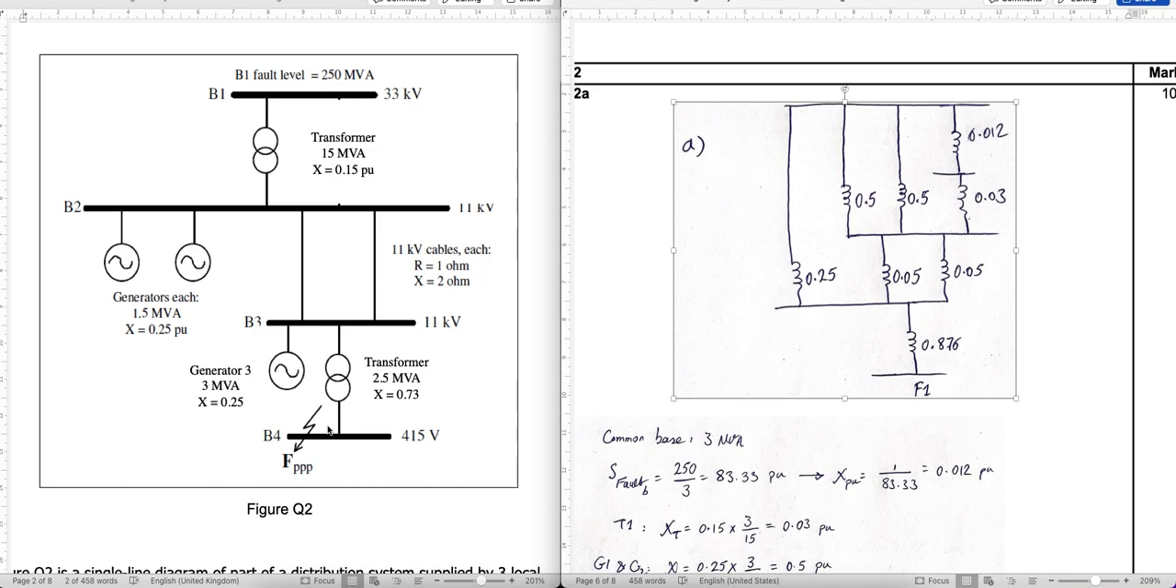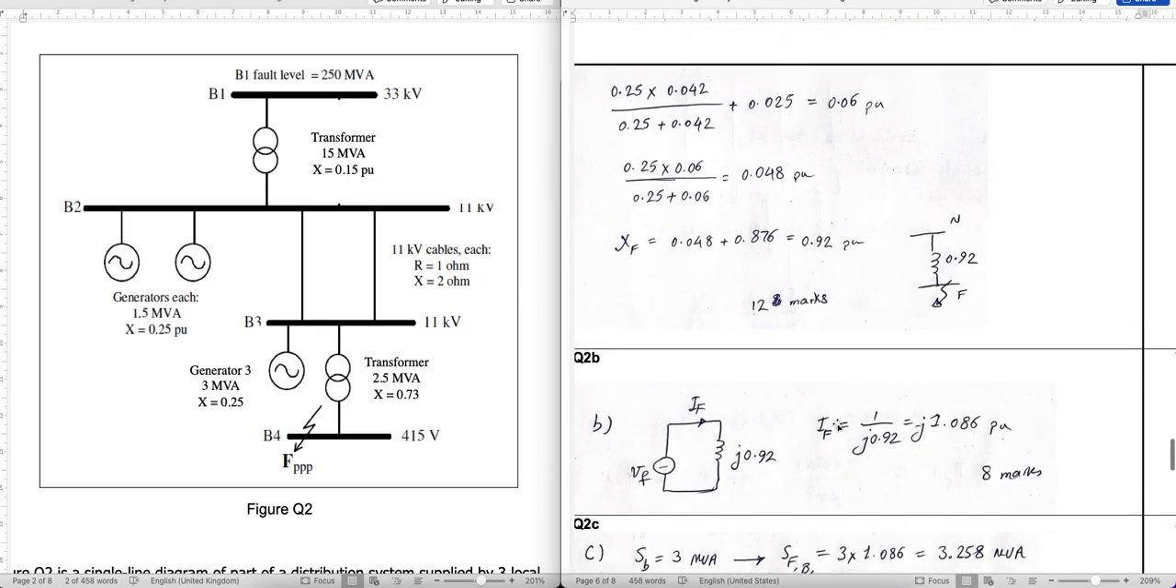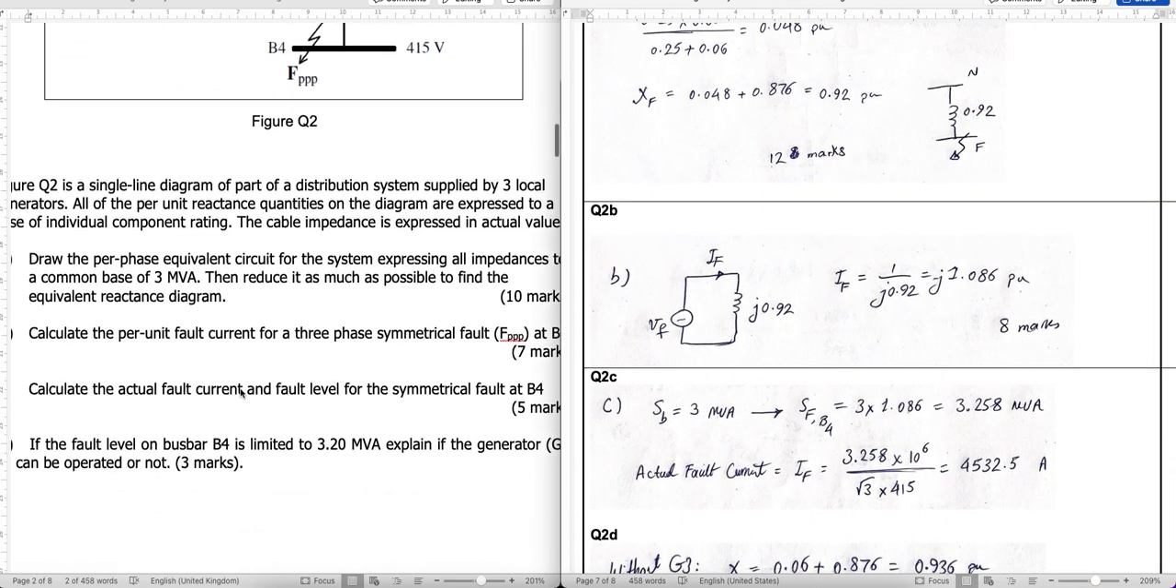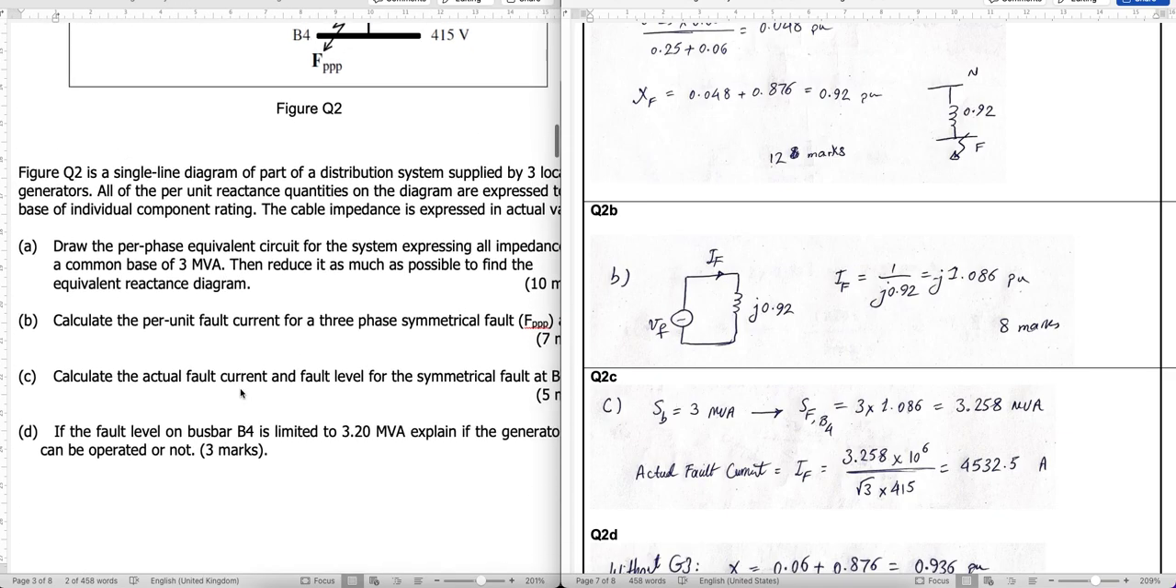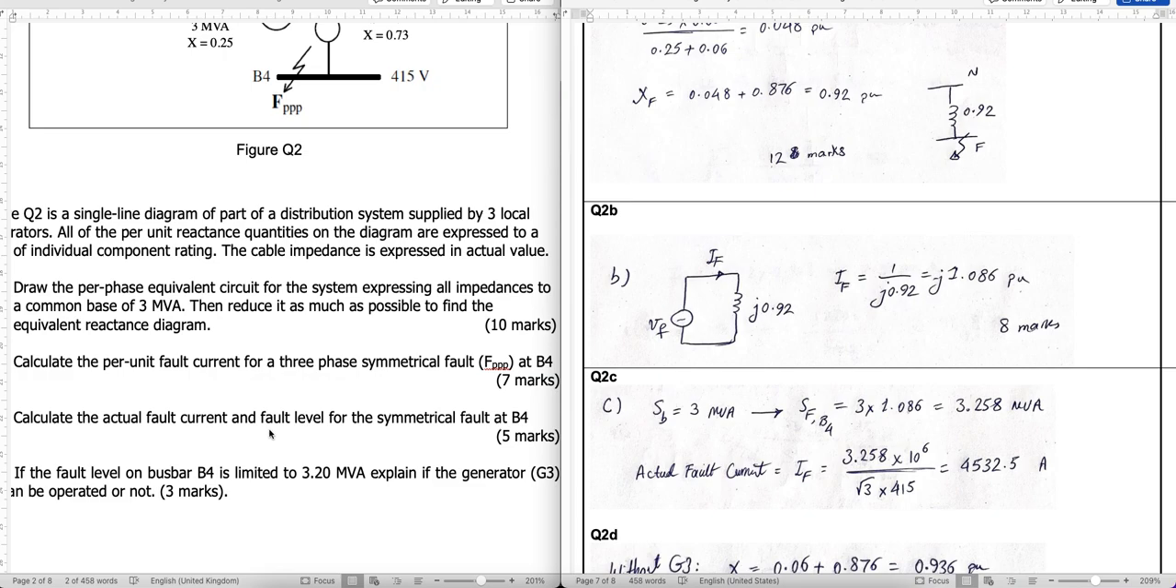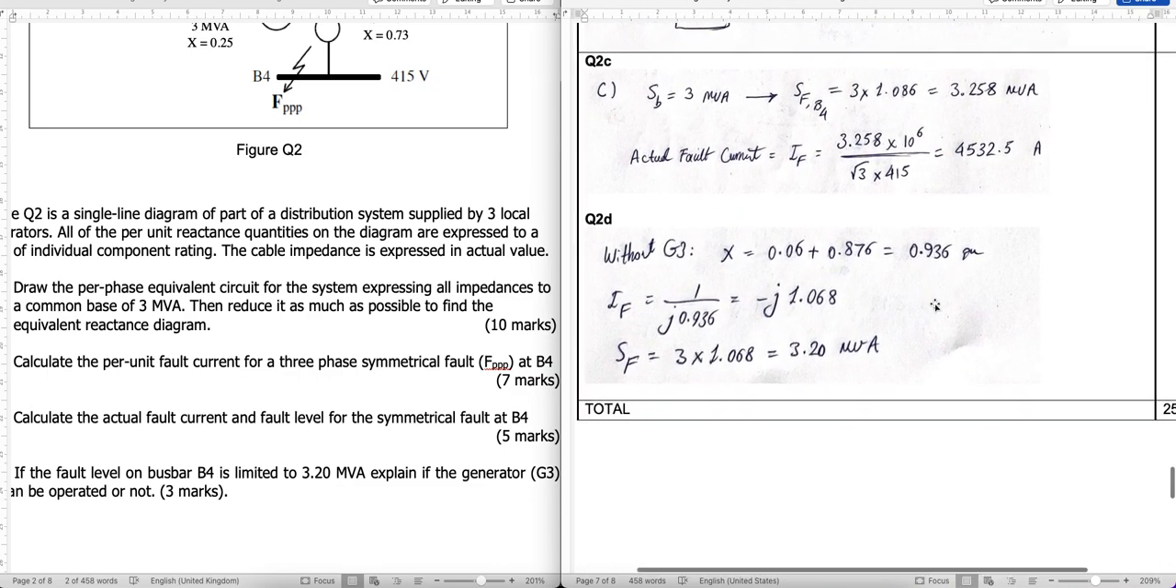And the other thing you learned there was in case in a mesh network, this is a radial network because it's a distribution system, but in a mesh network where you see some loops, in case you see some delta connections, you can transform them to star connection and then use this combination of parallel series impedances. So let's go to section 3 now. Calculate the actual fault current and fault level for symmetrical fault at B4. So in the previous section, we had the per unit value, but here we go for the actual value.